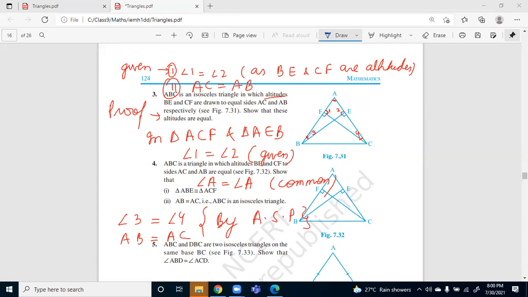So I can say the criteria, दो angles equal हैं और बीच की side. So what I will write, by ASA, triangle ABE is congruent to triangle ACF. Okay, therefore BE is equal to CF by CPCT.